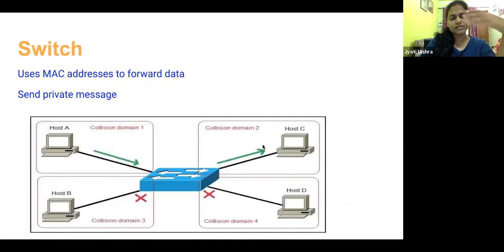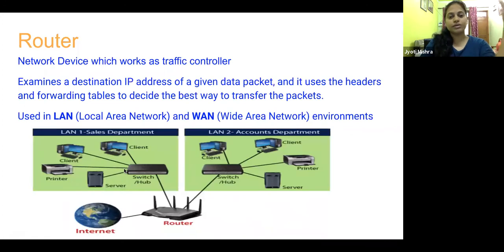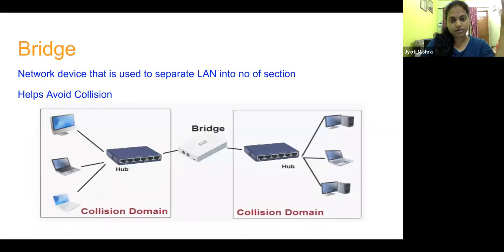Then we came across switch. Now you'll understand what exactly your MAC address is. With a switch, there is a possibility of sending private messages. Router is a kind of traffic controller. Then bridges are there to avoid collisions, as they form small segments in a network.